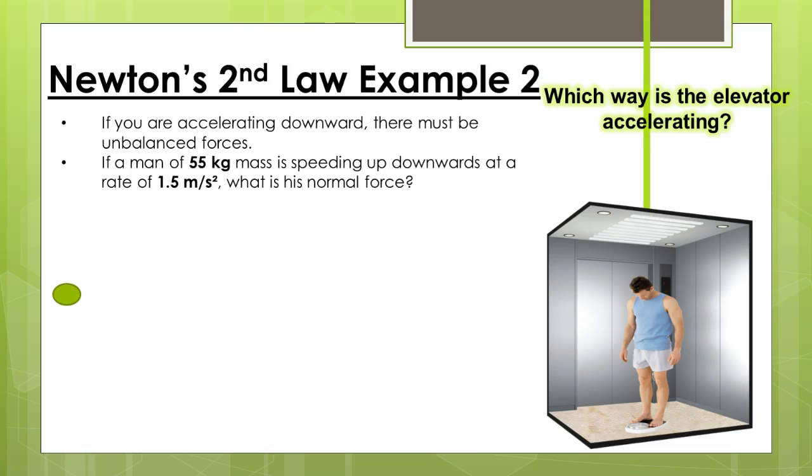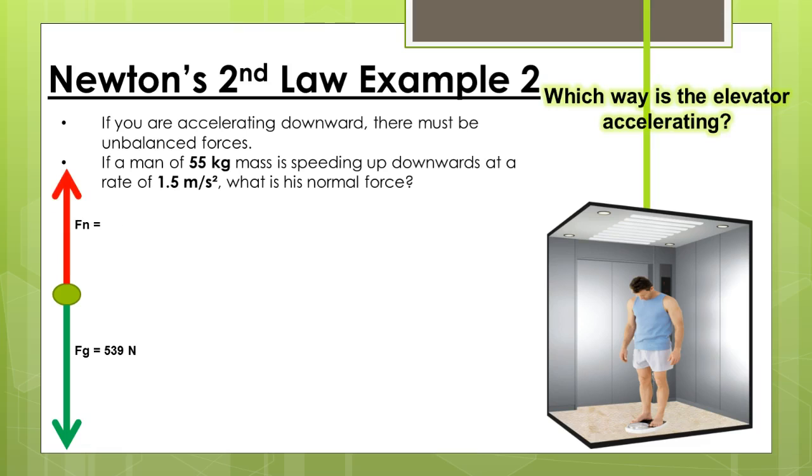So here's our object. We have gravity pulling down. We already know that we take 55 times 9.8. Mass times 9.8 gives us our gravitational force. We've already determined that acceleration is happening downward. He's speeding up downward. So it's negative acceleration, but it's happening downward. That means my downward force has to be bigger than my upward force.